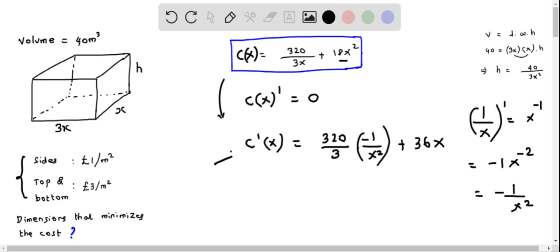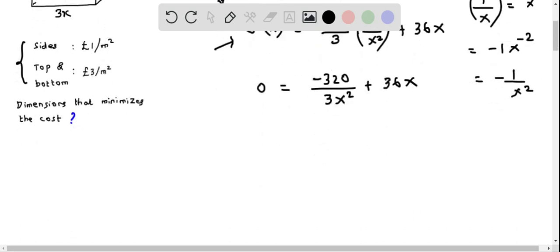We have to set this equal to 0 so that we can determine the critical numbers. So we replace C prime of x with 0. Therefore, this becomes 0 equals negative 320 over 3x squared plus 36x. We solve for x from this equation. I add this quantity to both sides. When I do that, I get 320 over 3x squared equals 36x. We solve for x. I multiply by 3x squared first and then divide by 3 times 36.